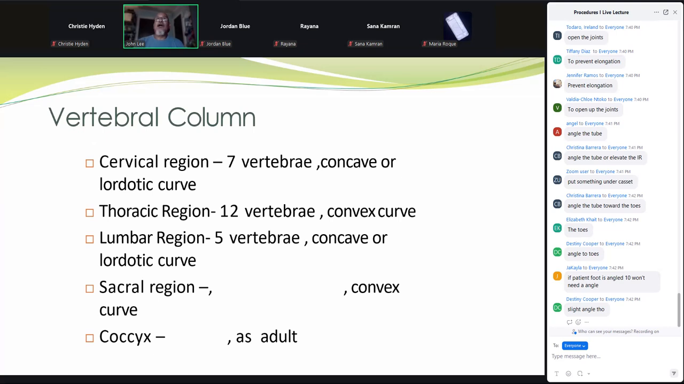The vertebral column, cervical region has normally 7 vertebrae, with a concave or lordotic curve. The thoracic region has 12 vertebrae with a convex or kyphotic curve. The lumbar region matches the cervical region in its curvature, but it only has 5 vertebrae in most cases. Sometimes we'll see 6.